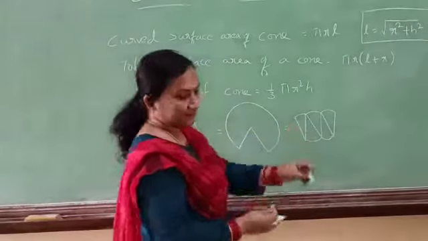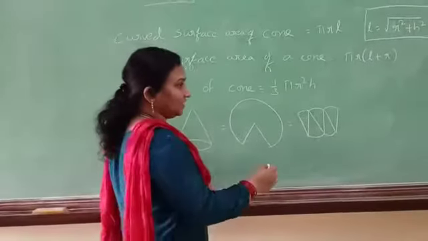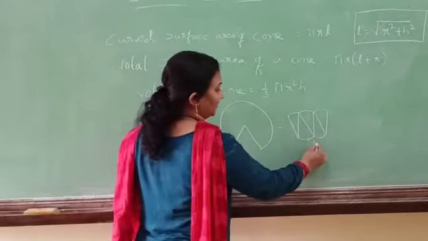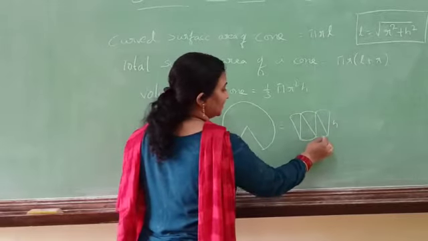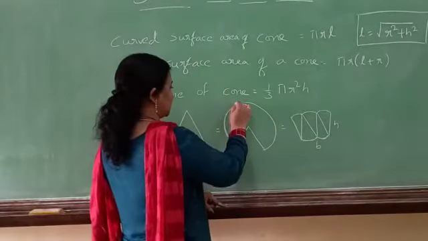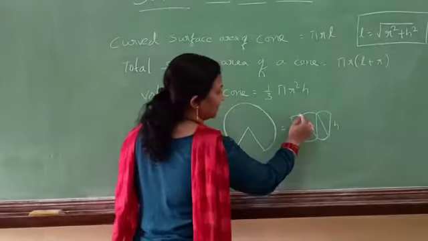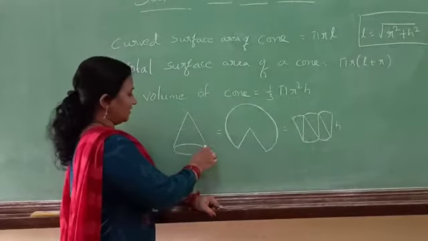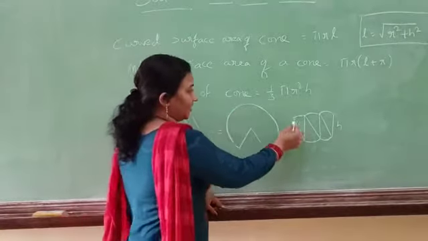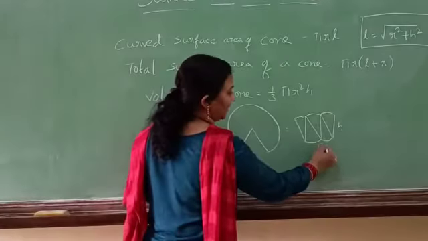You will get a parallelogram. As you know, the area of a parallelogram is base into height. This is base and this is height. Here the base is nothing but the circumference of this cone, which is pi r, because half is taken here. Actually, the circle is 2 pi r, half is here and half is here, that's why pi r.